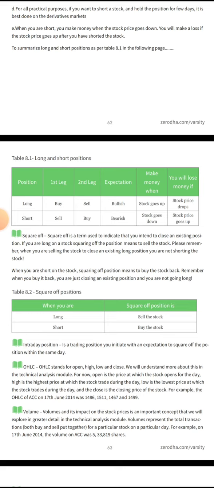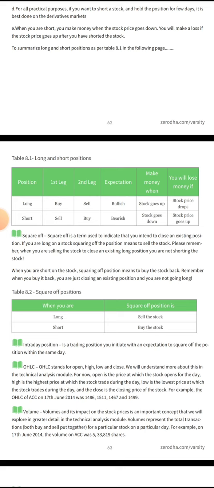Please remember, when you are selling the stock to close an existing long position, you are not shorting the stock.